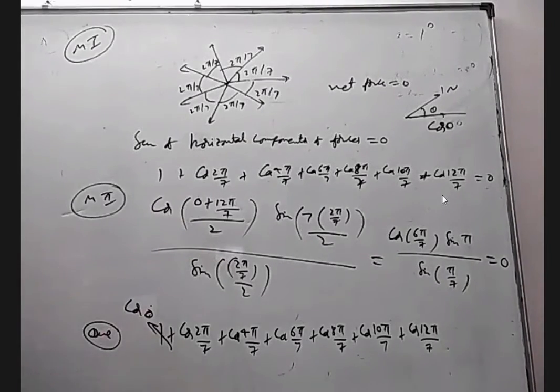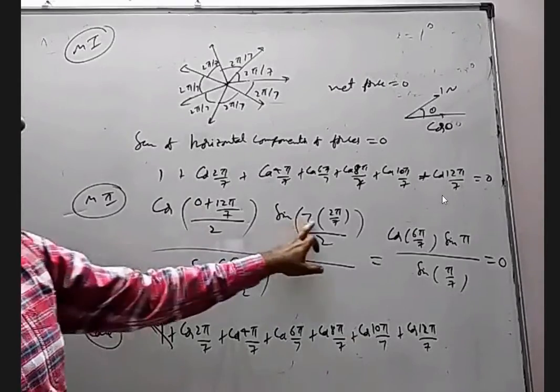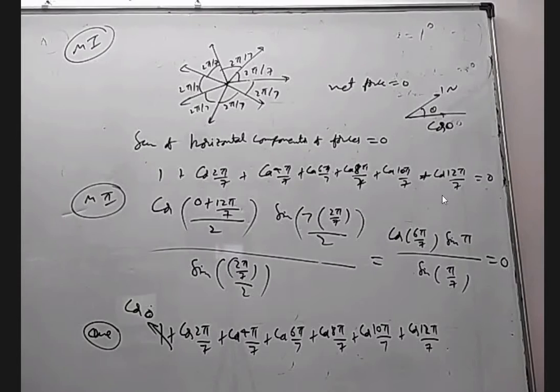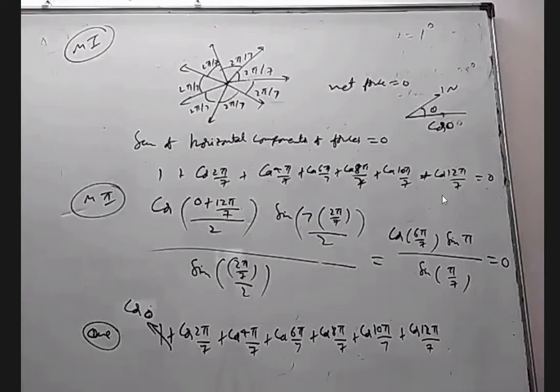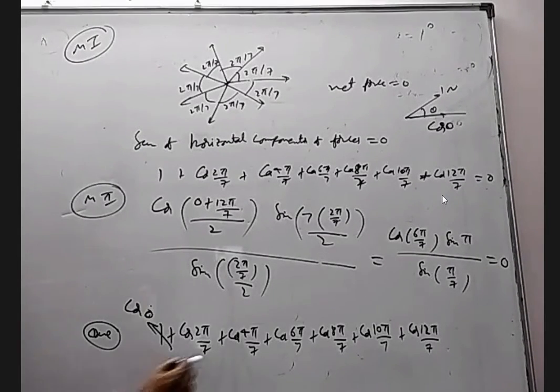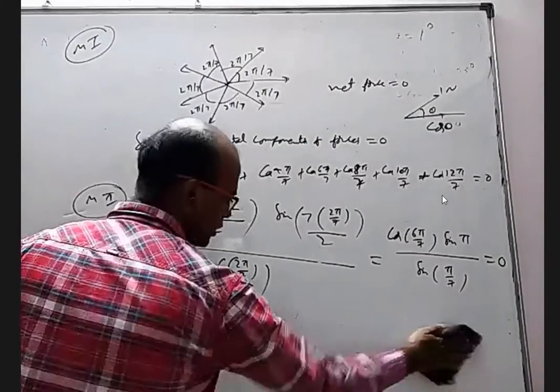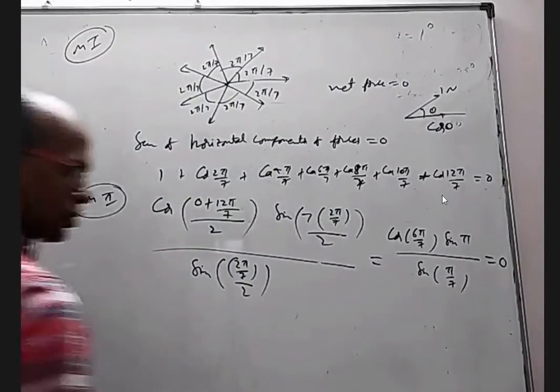The second method is our formula: first term plus last term by 2, n times common difference by 2. So instead of just 7, I can make another question with 9 and so on. I want to make a general statement now based on n forces.